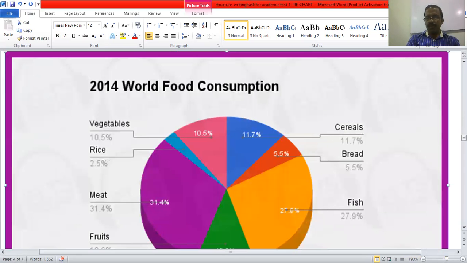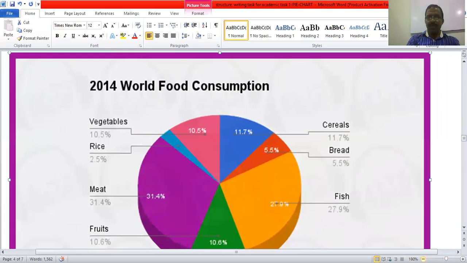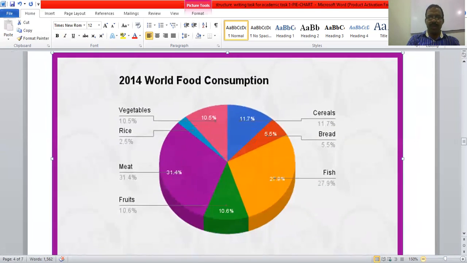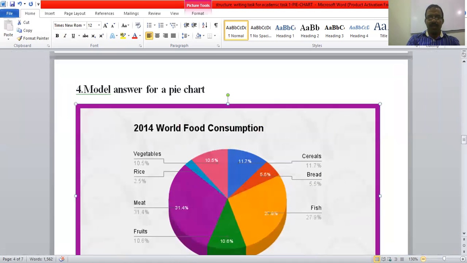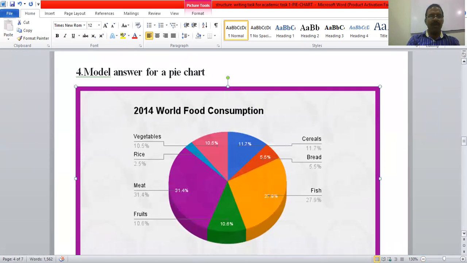Okay, so this pic, I want to make it more visible by reducing the size. Okay, so this is a model question, model answer for a pie chart. We are going to read it, and that will give you a lot of information on how to write the pie chart. 2040 world food consumption.